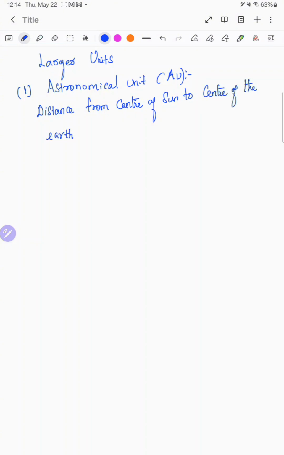So if you have a diagram, one minute. I will draw here the distance from the center of the sun to the center of the earth. This center we will mark. So center point to center point, this distance is 1 AU. This is the sun and that is the earth. The distance between these two centers is the astronomical unit.